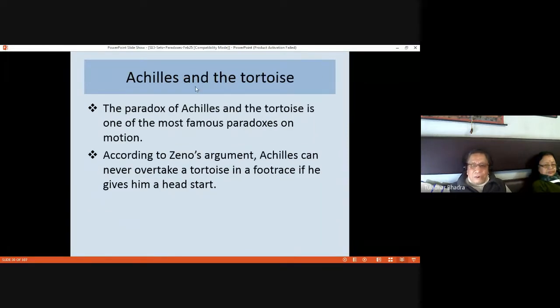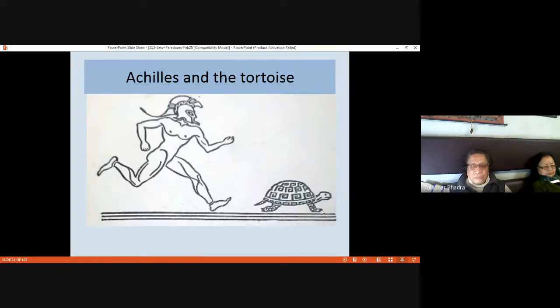Before that, I have one more story which every one of us knows, Achilles and the tortoise. The paradox of Achilles and the tortoise is one of the most famous paradoxes on motion. According to Zeno's argument, Achilles can never overtake a tortoise in a foot race if he gives him a head start, a bit of a start.